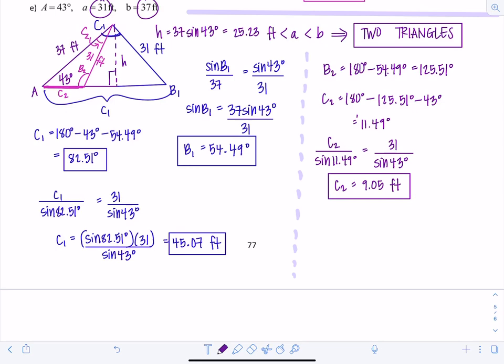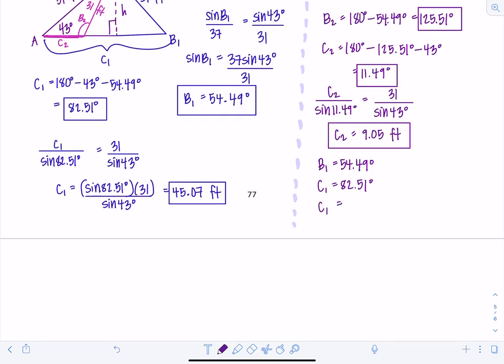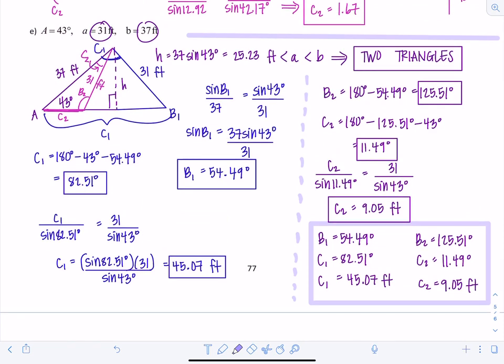Okay, and then this is a really good way to drive your teacher crazy. So what we're gonna do is list everything out in two nice columns for our final answer. So we have angle B1, 54.49 degrees. Angle C1, 82.51 degrees. And then side C1, which was 45.07 feet. Angle B2 is 125.51 degrees. Angle C2 is 11.49 degrees. And side C2 is 9.05 feet. And we are done. Let's box this with pride and always write out all your final answers together like that in a nice box. All right, that concludes the section on the law of sines and the ambiguous case. Make sure you just pay close attention to detail, stay very organized and methodic when solving these problems, and you'll be fine.